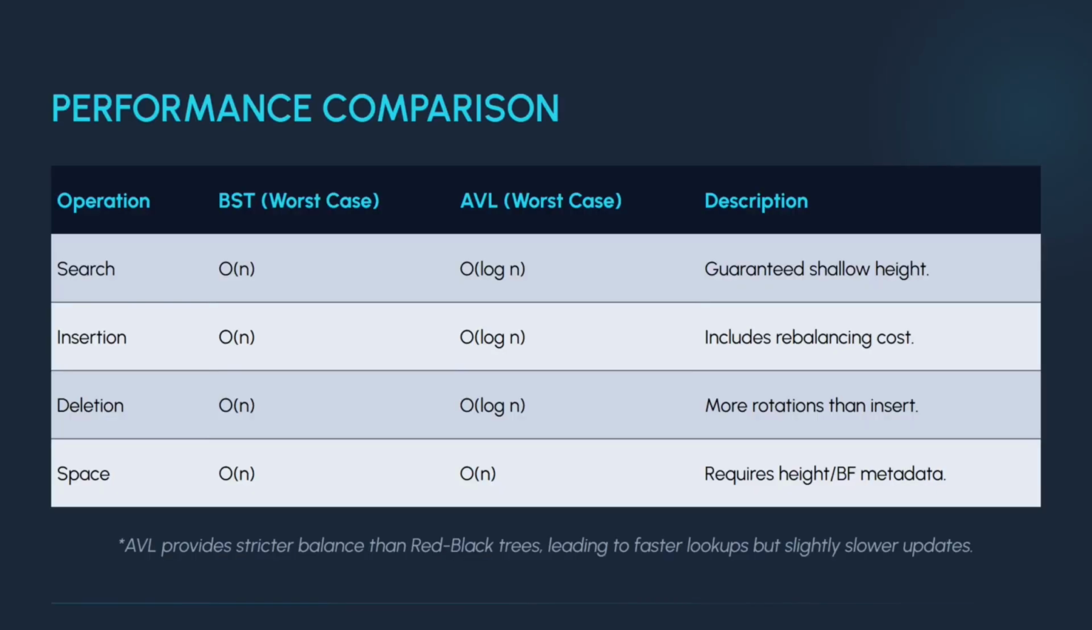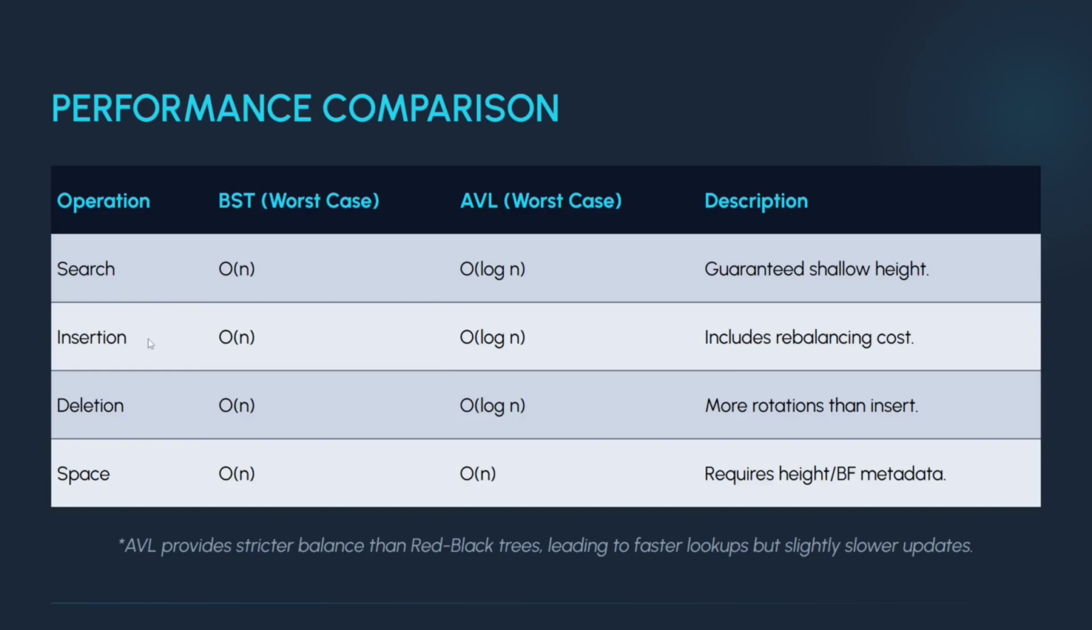Now we can compare the performance. This slide compares the performance of a normal binary search tree and an AVL tree. The main advantage of AVL tree is that it maintains balance automatically. Because of this, the tree height remains small, which improves operation speeds. First one is search operation. In a normal binary search tree, worst case search complexity can become big O of n. This happens when the tree becomes skewed like a linked list. But in AVL tree, balance keeps the height logarithmic. Therefore, searching in AVL tree takes logarithmic time.